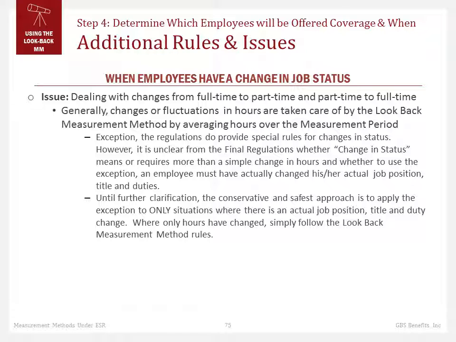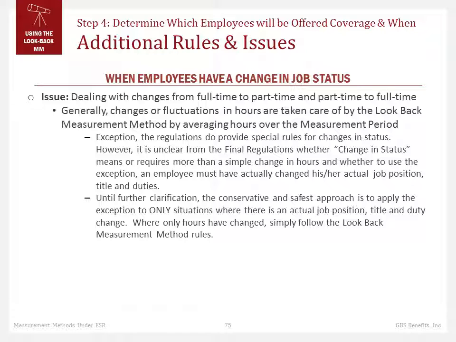For example, you have an employee you hired as part-time and they become your rock star employee. They're just amazing, and you want to promote them into a new position that's full-time. That is an example of a change in job status. So how do we deal with that? Because we get a lot of questions with that, assuming there's an actual official change in status.